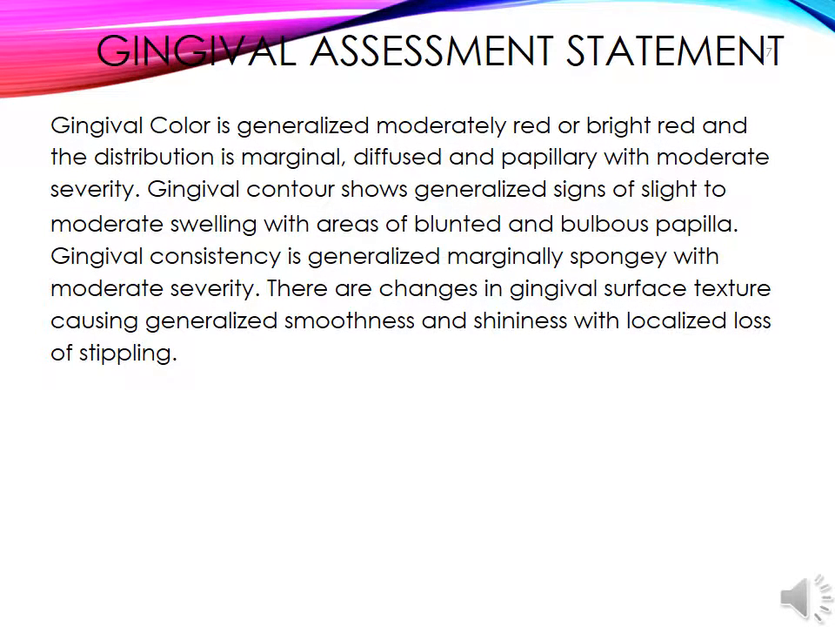Gingival color is generalized moderately red or bright red, and the distribution is marginal, diffused, and papillary with moderate severity. Gingival contour shows generalized signs of slight to moderate swelling with areas of blunted and bulbous papilla. The gingival consistency is generalized marginally spongy with moderate severity. There are changes in gingival surface texture causing generalized smoothness and shininess with localized loss of stippling.